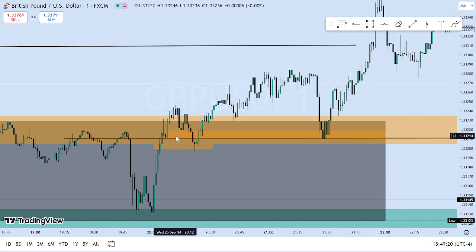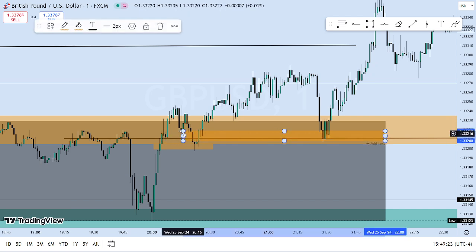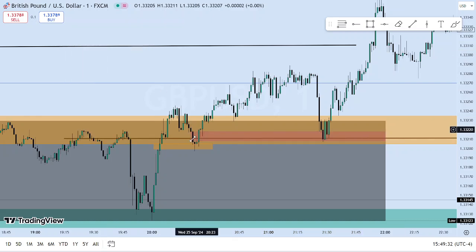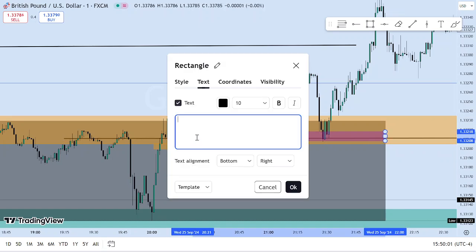Then here is an inversion fair value gap. How to utilize it. Here now, between this candle and this candle, there is a gap. We have violated it. This candle violated it. It closed and broke above it. Then price came back to refill it. It now stands as a support level. Inversion fair value gap.